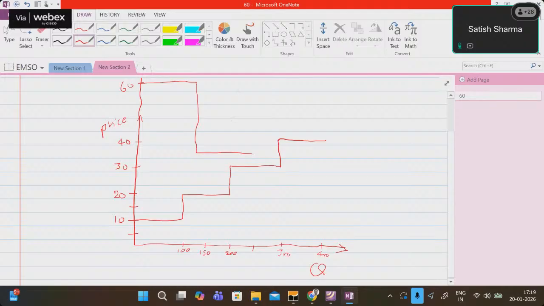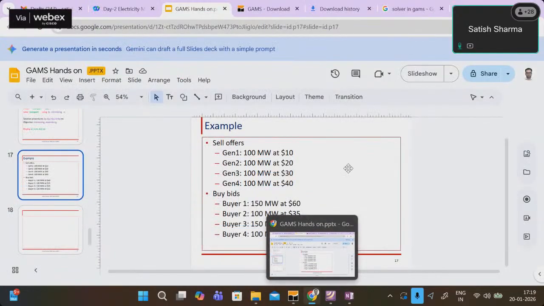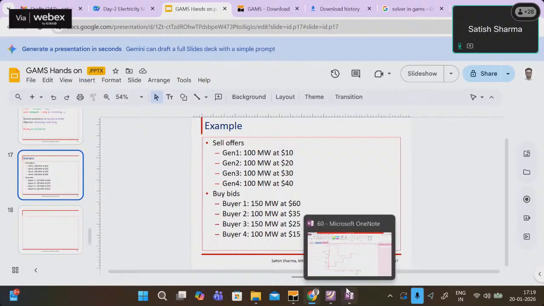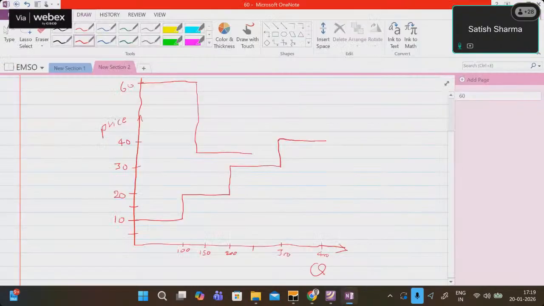Then the next quantum, let me go back. It was 150 at the price of 25 and 100 at the price of 15. So 150 at the price of 25. So 25 will be roughly around here, so I can draw it like this. And 250 and 150 is 400, so I can go up to 400. Then next is at 15. So I will go 15 and next 100, which is roughly around here, which is 500.